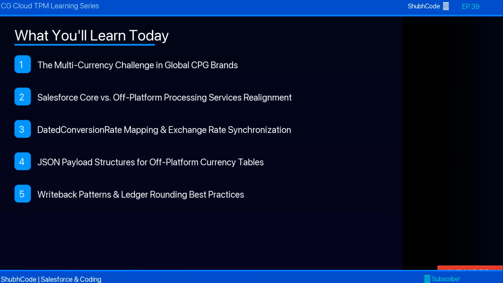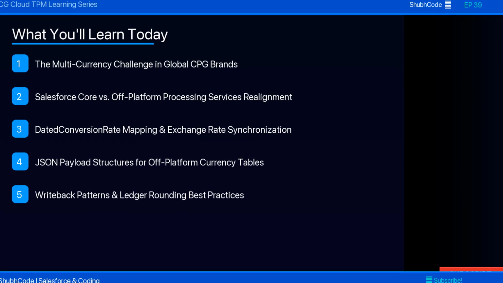Here's what we're covering today. The multi-currency challenge in global CPG brands, then Salesforce Core versus off-platform processing services realignment, then dated conversion rate mapping and exchange rate synchronization, then JSON payload structures for off-platform currency tables, then writeback patterns and ledger rounding best practices. Stay for the last one, it's the piece most tutorials miss.